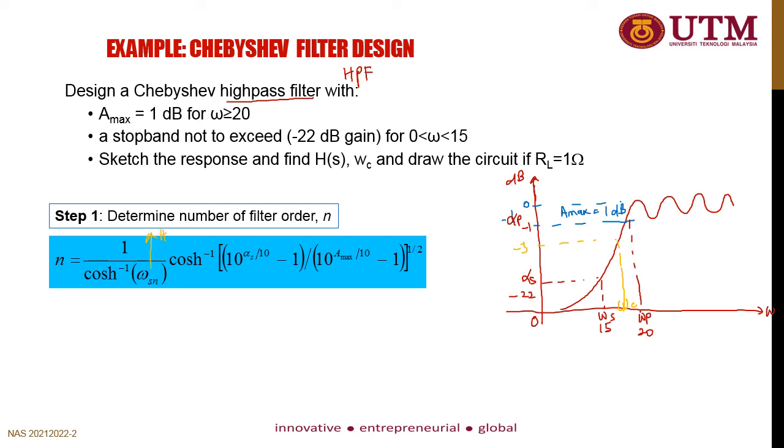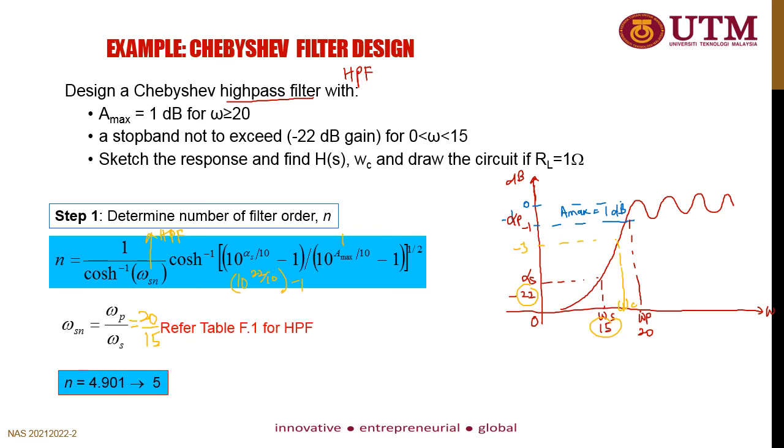So for high pass filter, what's the equation for omega Sn? Alpha S is -22, so you need to replace alpha S with 22 divided by 10 minus 1. Okay, and Mx is given by 1 dB. From table F.1, omega Sn for high pass filter is omega P over omega S. So omega P is 20 in this case, divided by omega S, which is 15.